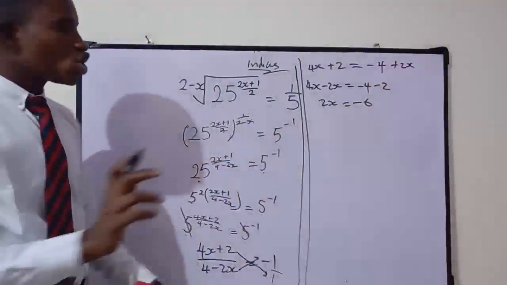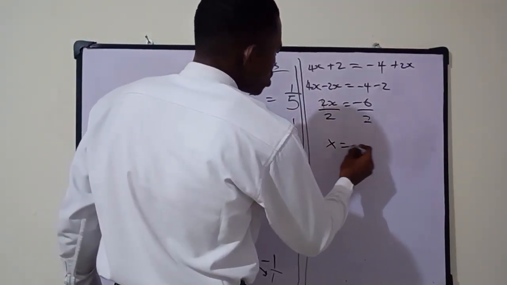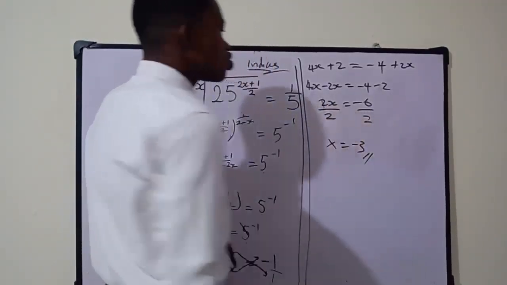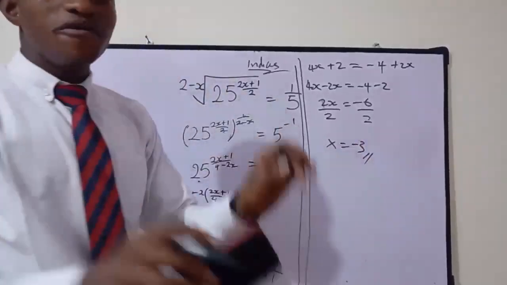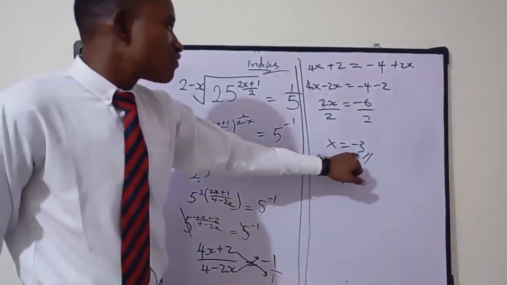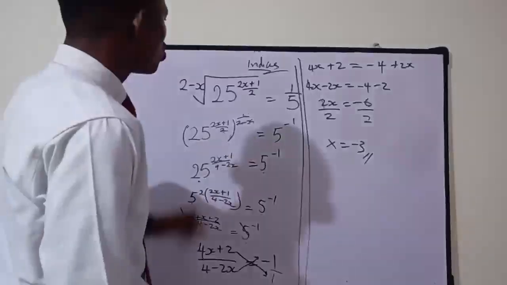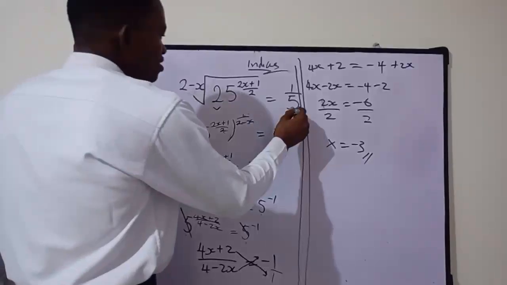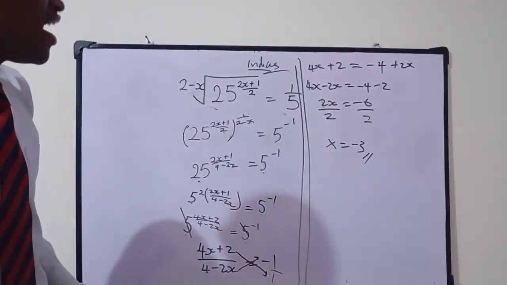We are looking for x, not 2x. So divide those by 2, divide by 2. And our x is equals to negative 3. So this becomes the value of x. So the value of x now is negative 3. So for it to be very short, you can carry negative 3, put inside the equation anywhere you see x, put negative 3. Once you solve, your right hand side and your left hand side are going to be the same. So this becomes the value of x.